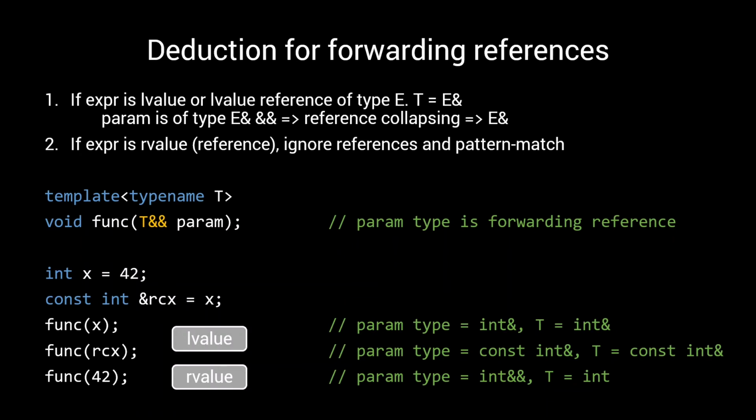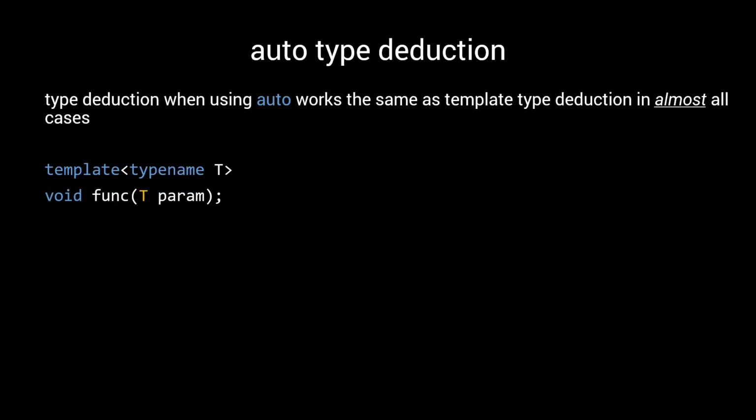Together, these three cases, accepting by value, accepting by reference, and accepting by forwarding reference, cover the rules of template type deduction. The second thing I wanted to discuss was auto type deduction. And here I have some good news. Type deduction when using auto works the same as template type deduction, with the exception of one special case.